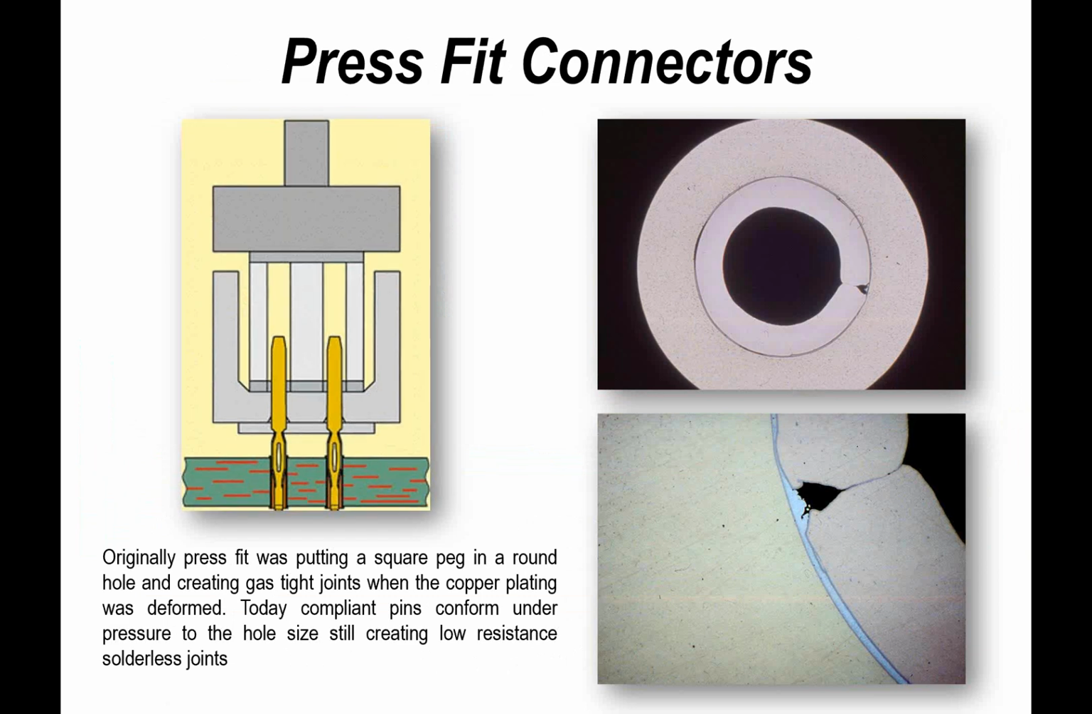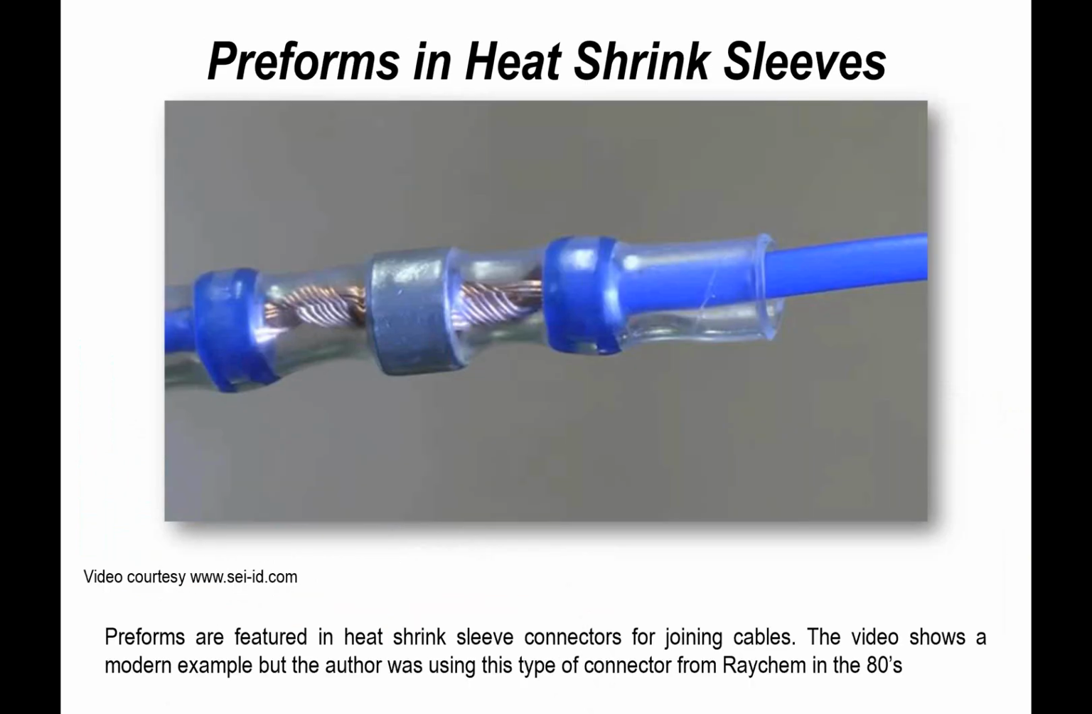The alternative to that process, as I'm sure all of you now know, is using press fit connectors, which really is the process of choice today. Now, another technique we used to use with preforms is heat shrink sleeving. And this is an example of a modern heat shrink sleeve incorporating a solder preform.